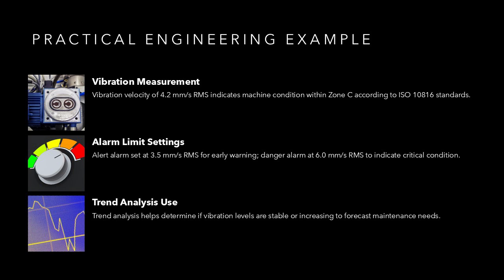Consider a medium-sized electric motor driving a centrifugal pump on a flexible foundation. Vibration measurements indicate an overall velocity of 4.2 mm per second RMS, based on the ISO 10816 chart for this machine category. This value falls within Zone C. An engineer would typically set an alert alarm slightly below this level, for example at 3.5 mm per second RMS, to provide early warning. A danger alarm might be set at 6.0 mm per second RMS, approaching Zone D.